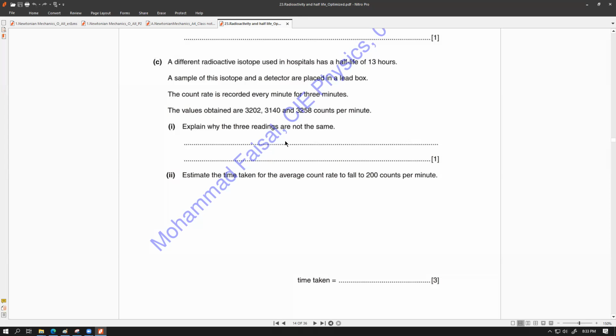What will the answer be? Background radiation. Random, sir. Not one word, say a sentence. Radioactivity is random. Radioactivity is a random process. Beautiful.